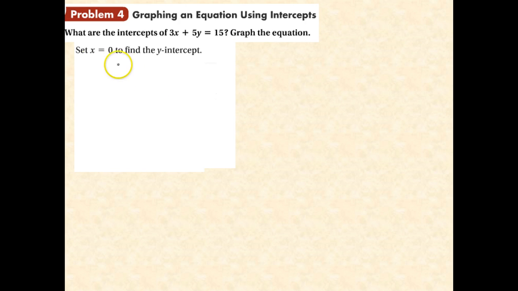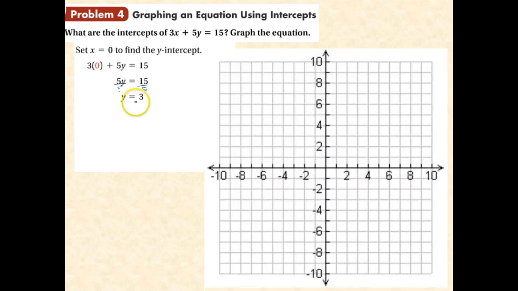Okie dokie. So we'll set x equal to 0 to find the y-intercept. So we just substitute a 0 in for x. 3 times 0 plus 5y equals 15. Well, 3 times 0 is 0. So 5y equals 15. Divide both sides by 5, and we get y equals 3. So if we look at our graph, we got the point 0, 3: over 0, up 3. Boom, there is our y-intercept.